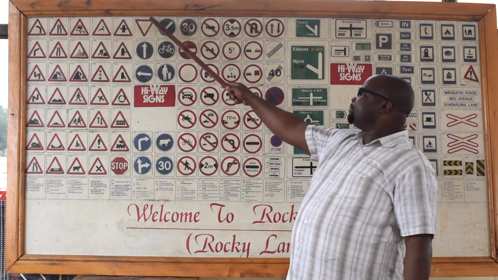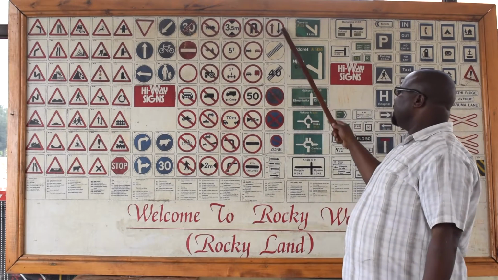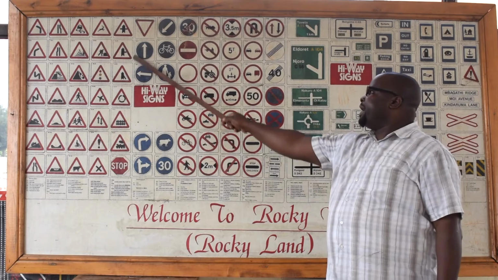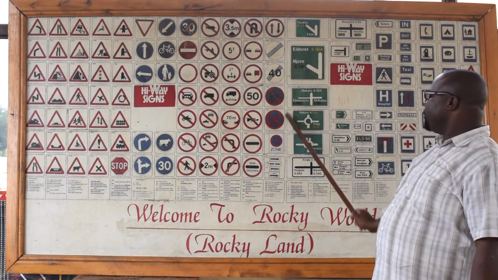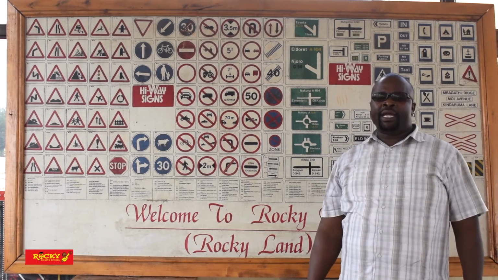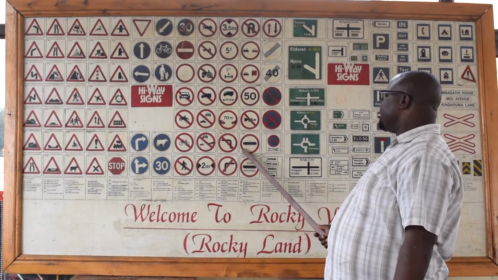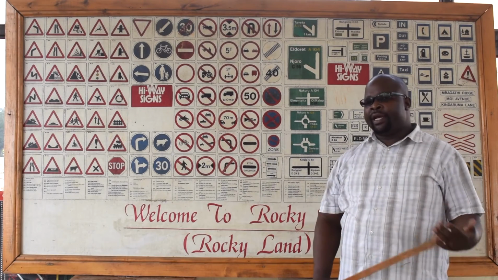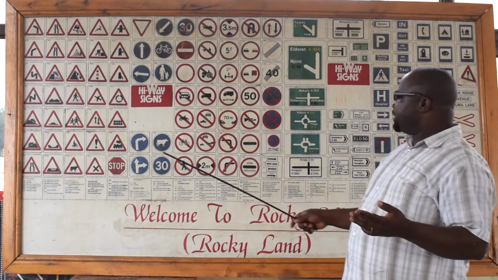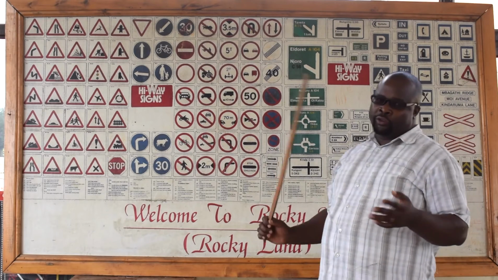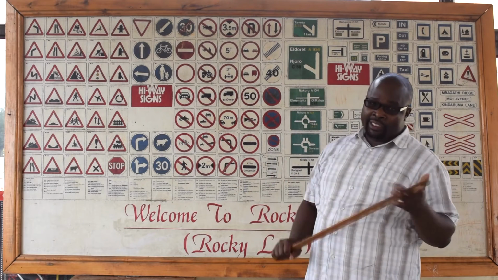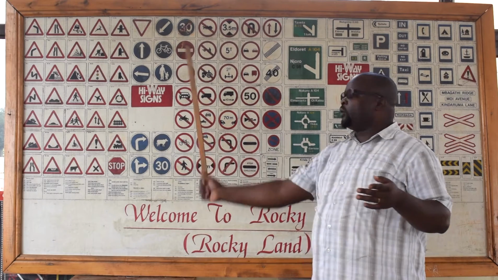Let's start with group A. These signs here are group A signs. Group A signs, we call them regulatory signs. Regulatory signs, we describe them as red in color, circular in shape. We describe this group as red in color because the majority of the signs are red. I understand there are blue signs, but we go by majority.